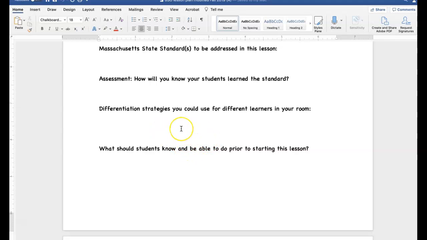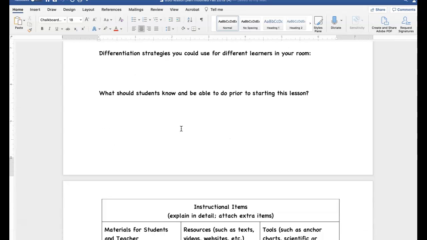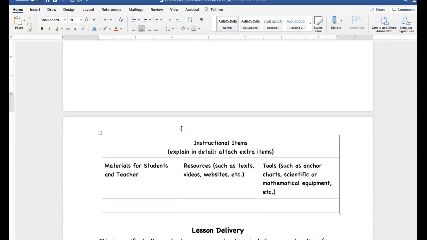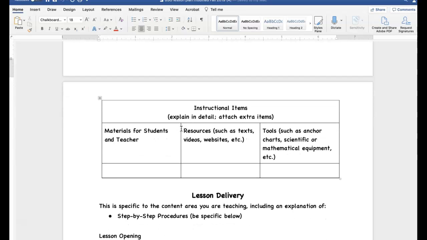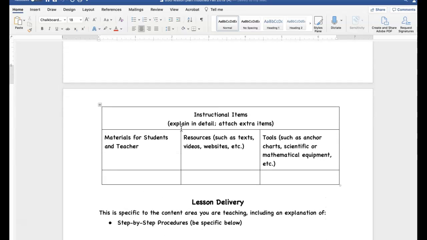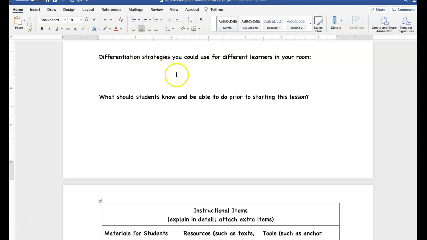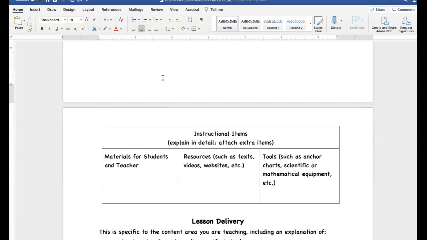And remember, with differentiation strategies, you're looking at the students in your room who are performing below grade level and the students in your room who are performing above grade level. And also students like English learners, or who have special needs. You don't have to list all of those, but I would like you in this lesson plan to think about what you could do to support those students above grade level and those students below grade level.